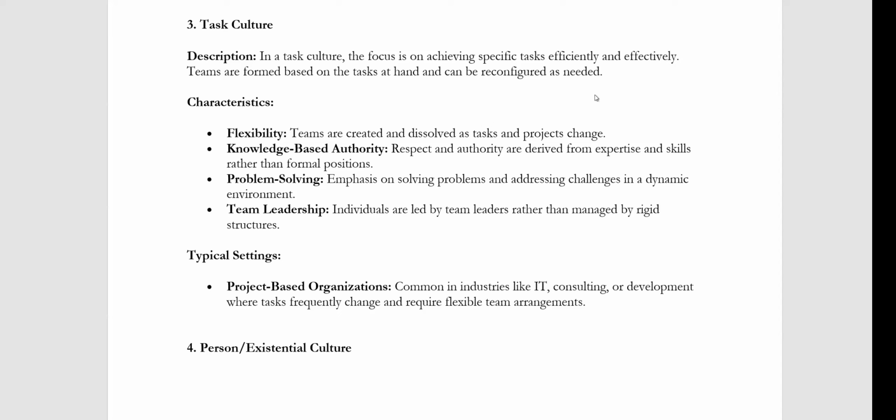So task culture could be used in project-based organizations. The teams are created and dissolved as the tasks and projects change. And it's knowledge-based authority, right? Respect and authority are derived from expertise and skills rather than from formal positions. I've seen some medical practice where everybody works as independent, right? The dentist is independent. You see that they all do their own thing. So it's an example of task culture, okay, where they are all brought together to do a specific task within a particular place. It's based on the knowledge or the specialization that they have.